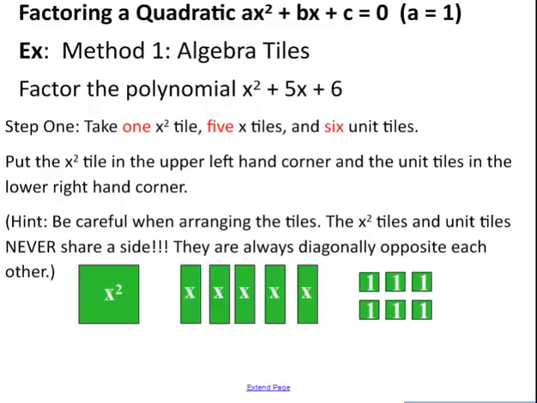Alright, algebra tiles. You should be a big fan of these from the last video and the last section. We've got the big box that stands for x squared. We've got the skinnier boxes, rectangles that stand for x, and the tiny little ones for our units.